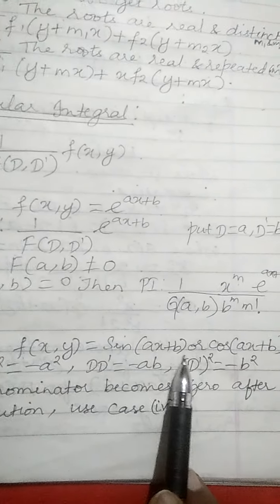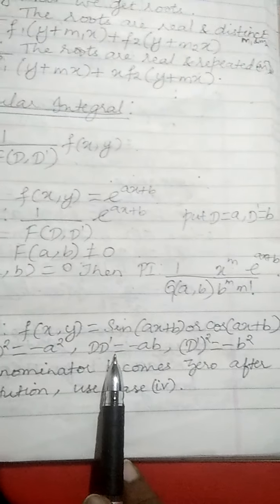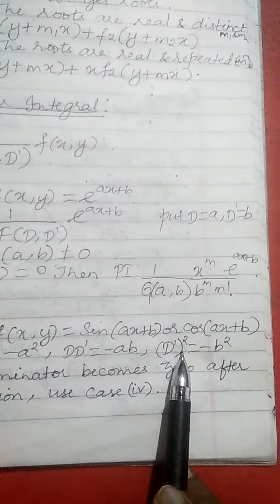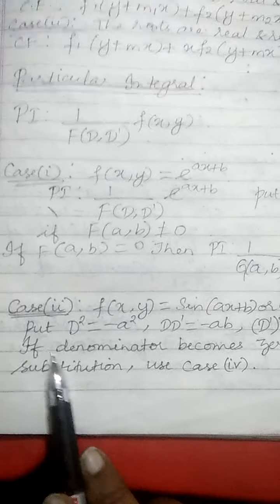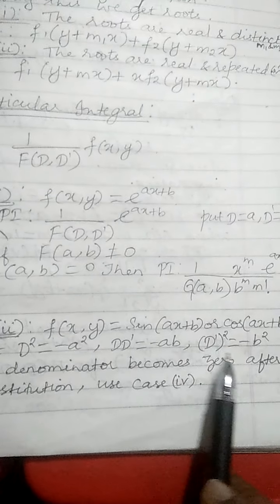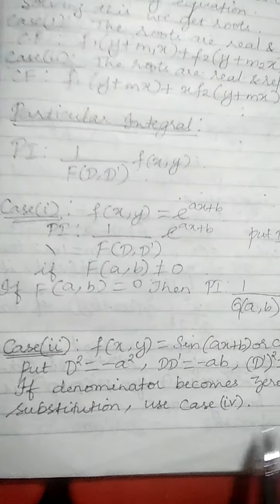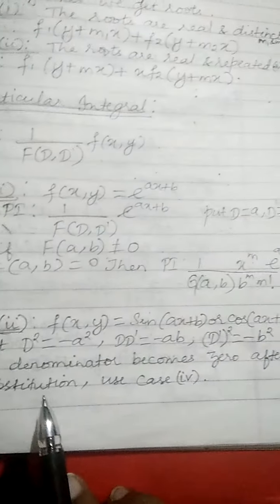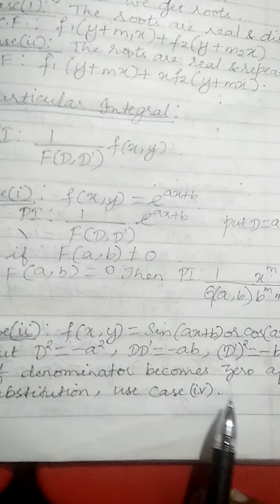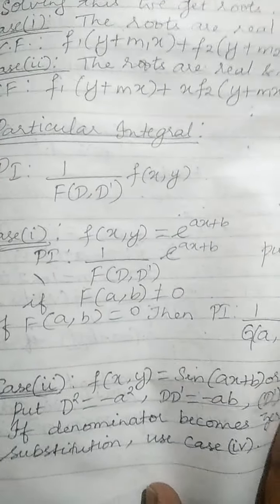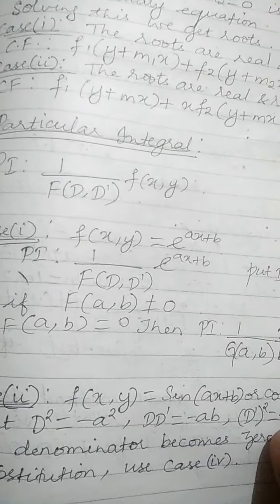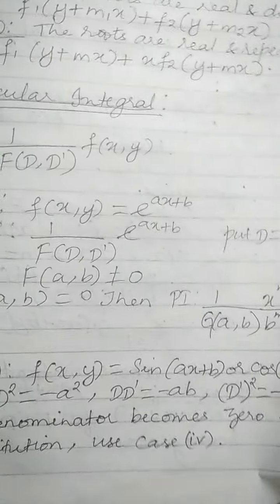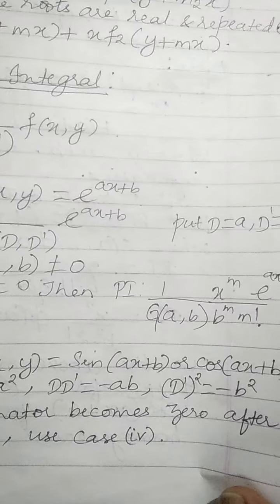Case 2, f(x,y) is equal to sin(ax+by) or cos(ax+by). Put D² equal to minus a², DD' equal to minus ab, D'² equal to minus b². If the denominator becomes 0, then after substitution we have to use case 4. So this is the substitution for trigonometric functions: put D² equal to minus a², DD' equal to minus ab, D'² equal to minus b².